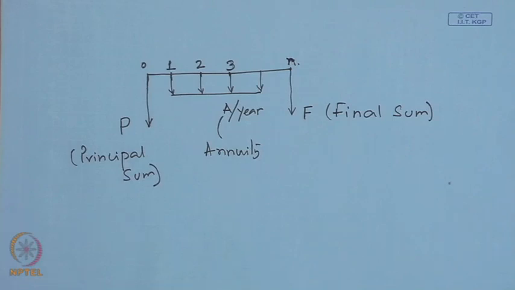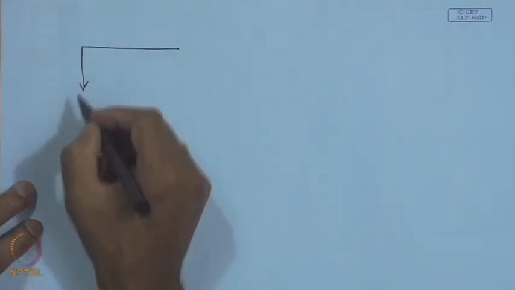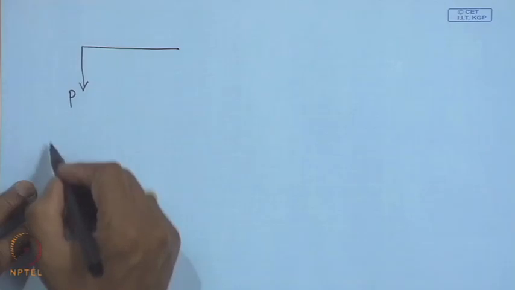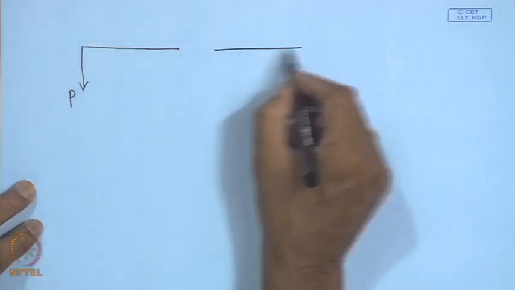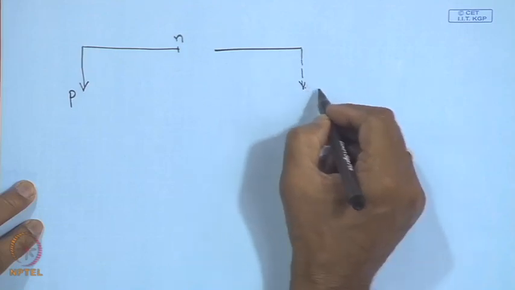Then we had found 6 formulas to find out equivalence. These ones I have now summarized in this slide. The first one says single payment compound amount factor. It means, suppose that I have a single payment taking place at the beginning P, its equivalence at the end of n time periods will be F.